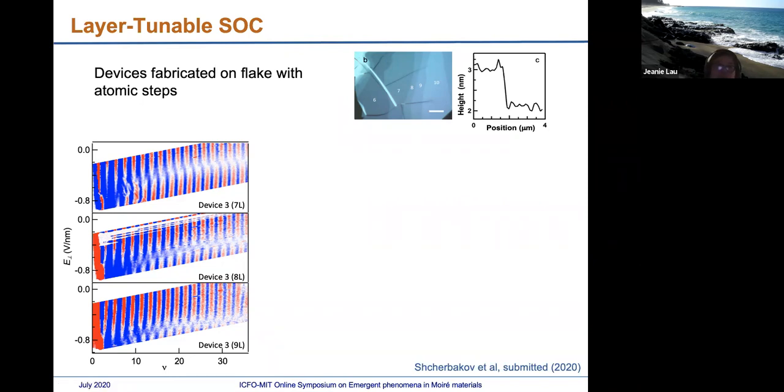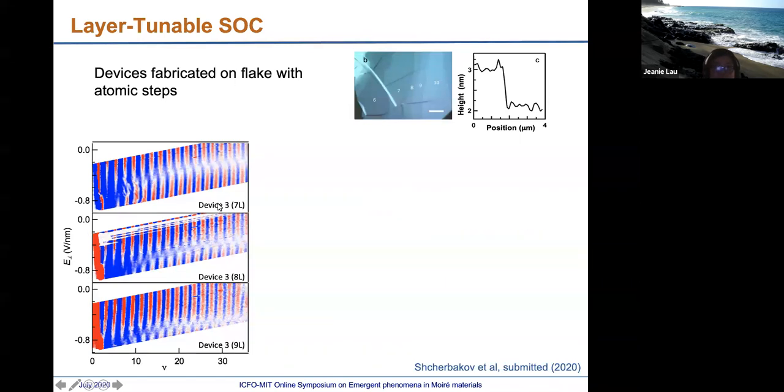Remember, each unit cell thickness has 4 atomic layers, so it's covalently bonded: 2 indium atoms and 2 selenium atoms. So the unit cell is about 0.8 nanometer thick, which is what we see across each of the steps.